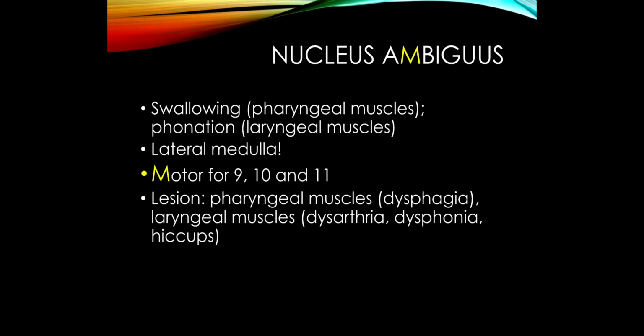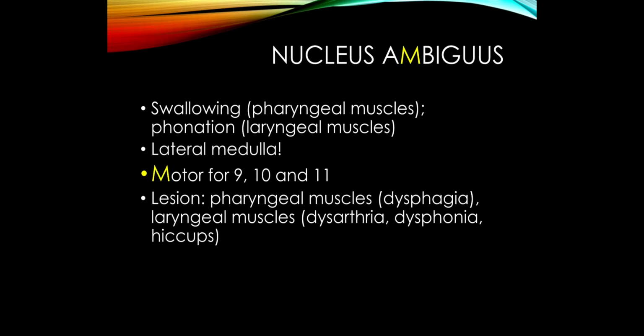Okay, so we talked quite a bit about the solitary nucleus and tract, and now let's talk about the nucleus ambiguus. Here I emphasize the M. Solitary nucleus is a sensory nucleus. The nucleus ambiguus is a motor nucleus. And remember, it works closely together with the solitary nucleus and tract. So there are lower motor neurons from the nucleus ambiguus that travel with cranial nerves 9, 10, and 11. Very important for swallowing and phonation.